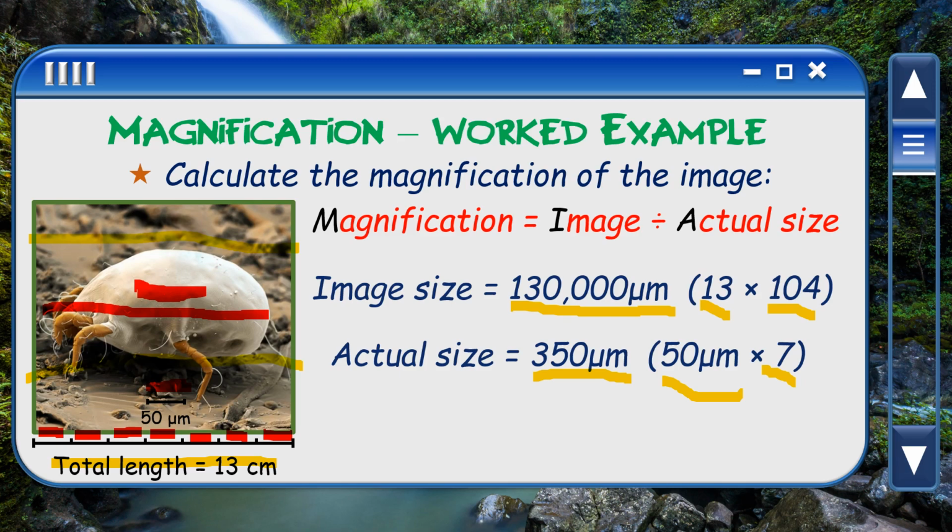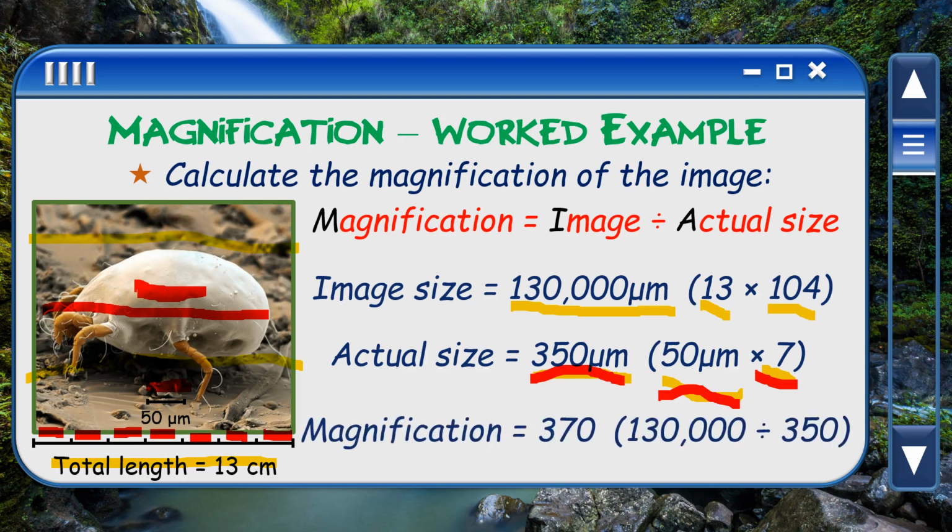And if they are 7, but one of them is 50 micrometer, then those 7 we shall multiply with the 50 micrometer. And it is the one which is going to give us the actual size, which is 350 micrometer.